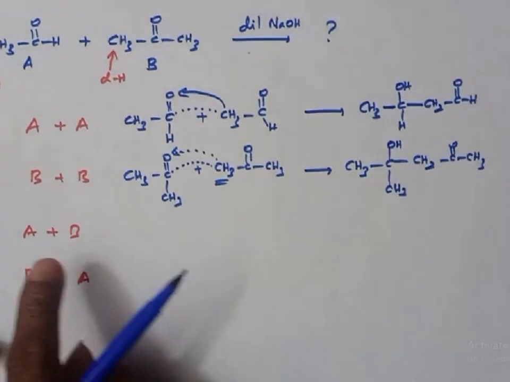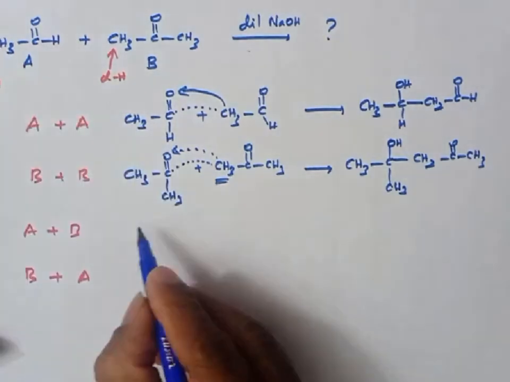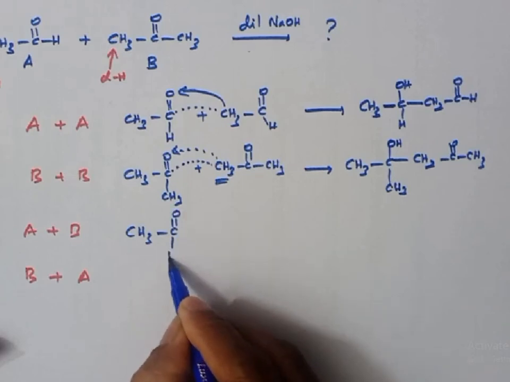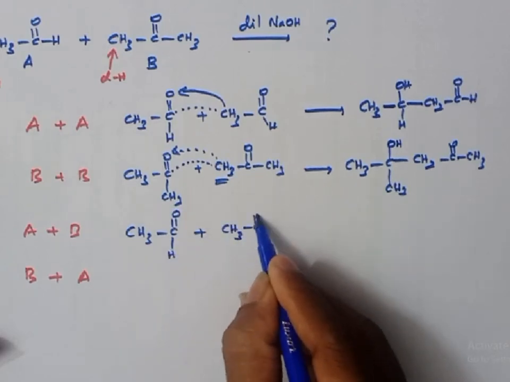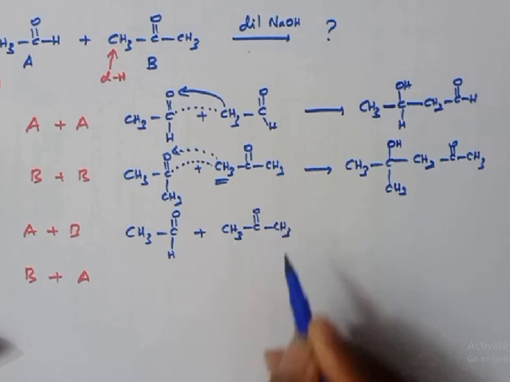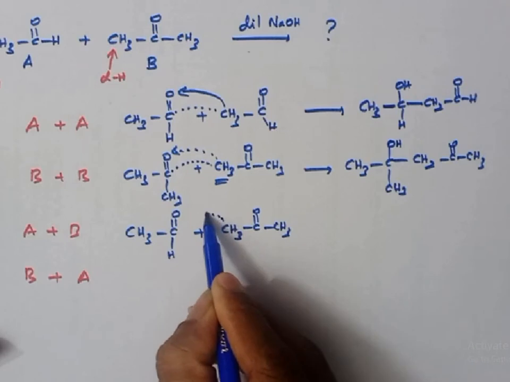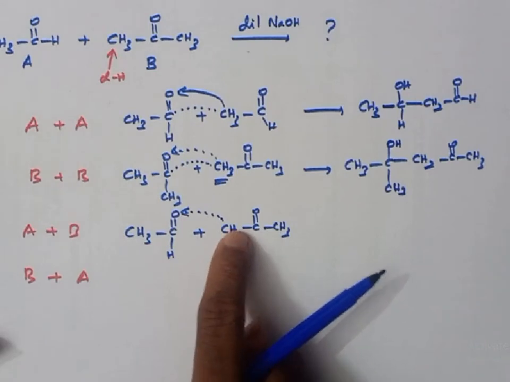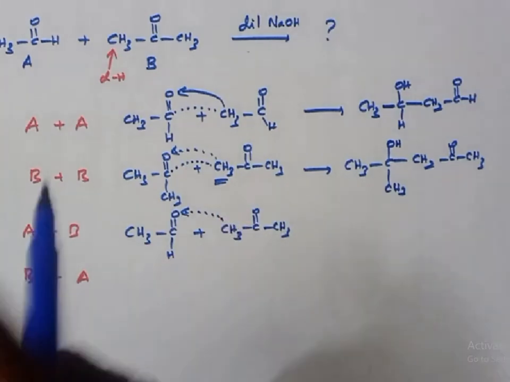Now, A with B. Students, observe carefully. I'll keep A as such. What is A? A is acetaldehyde. Then I'll take B. B is acetone, propanone. I'm going to transfer one H plus from B to A. So that means I'm creating the enolate ion of B. First step, see the mechanism.